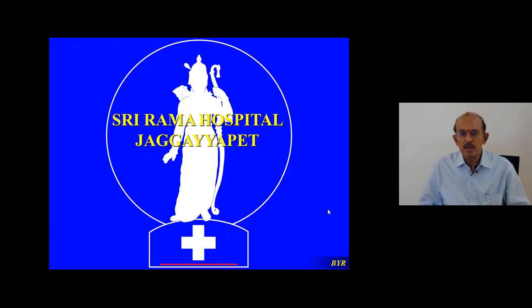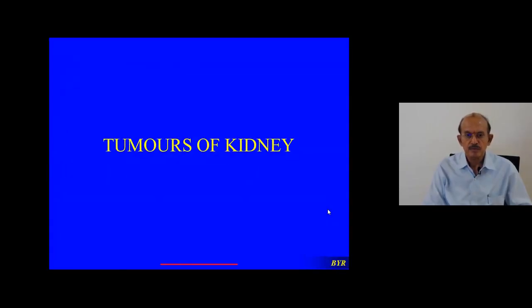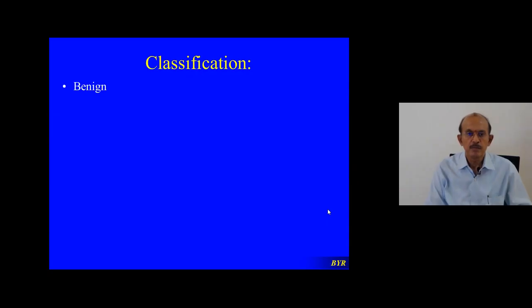Today, let us study about the neoplasms of the kidney and the ureter, and later the infections. The tumors of the kidney. Benign and malignant are the classification. In the benign tumors: adenoma, hemangioma, angiomyolipoma.